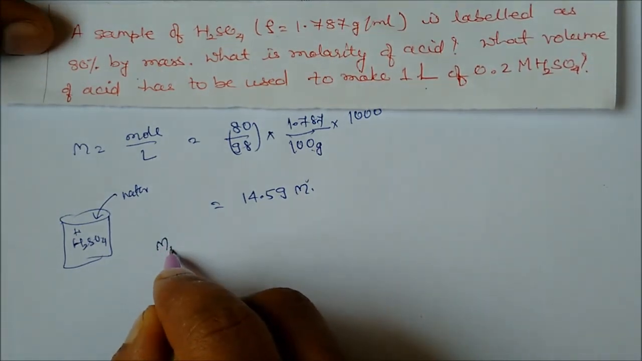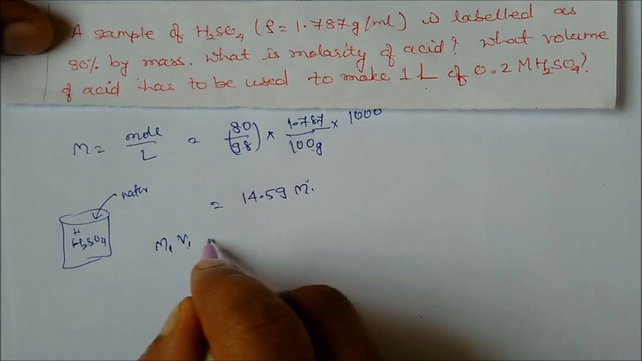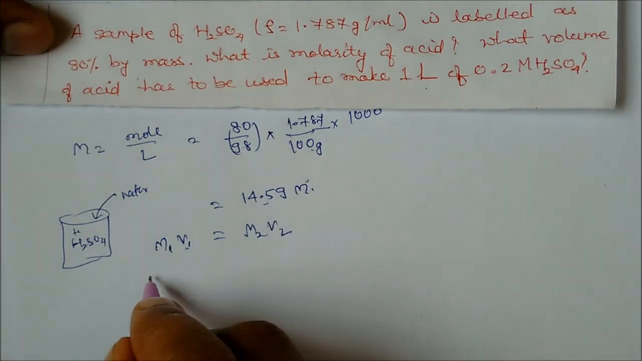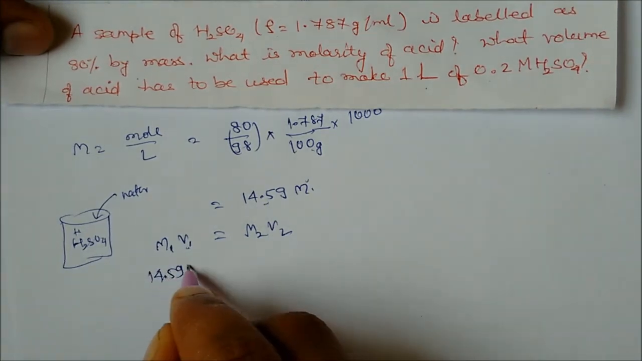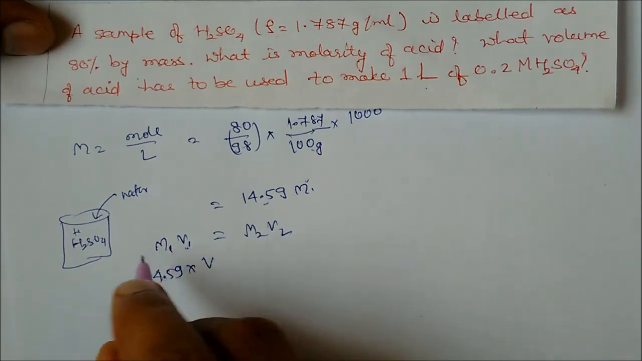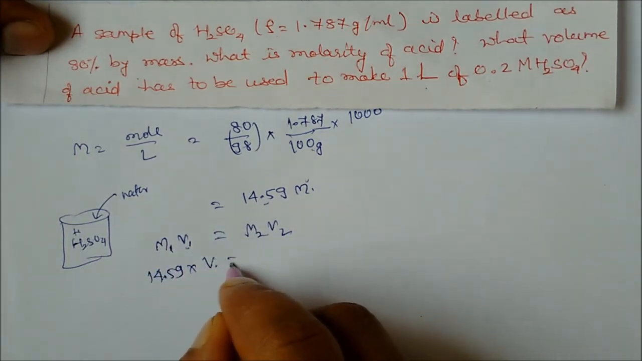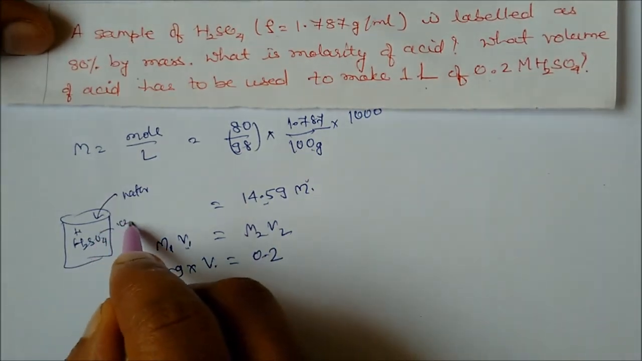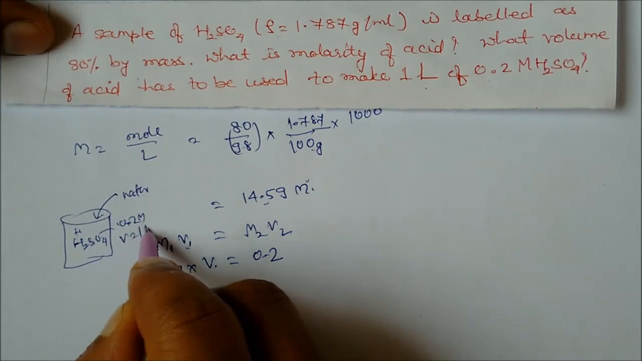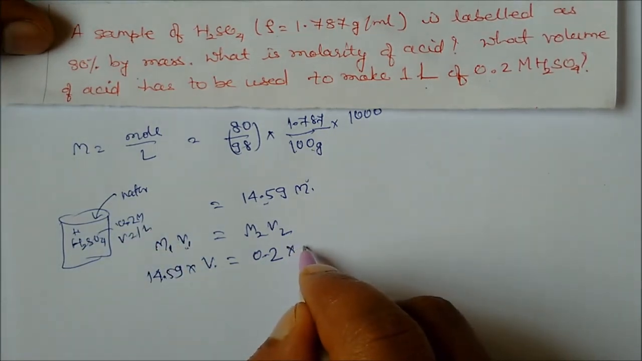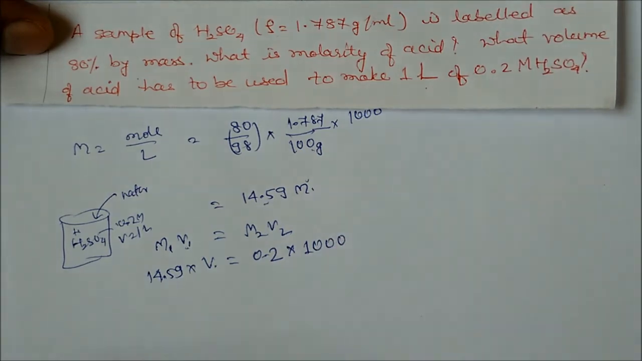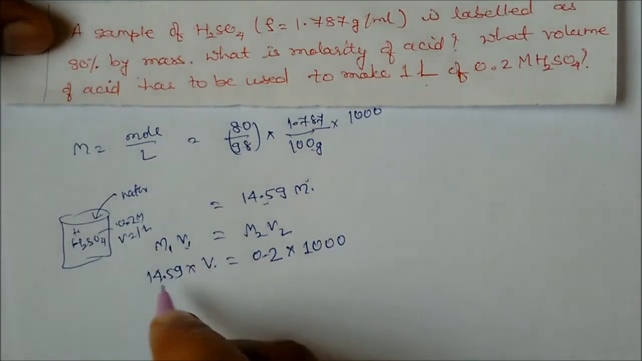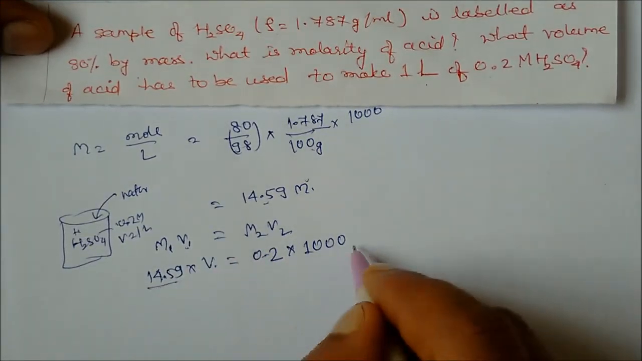So we know the final volume and final molarity. Initially we have M1 and V1, which we don't know, and after adding water it becomes M2 and V2. So M1 is 14.59, V1 is the volume of acid we need, M2 is 0.2 molarity, and V2 is 1 liter, which means 1000 ml.